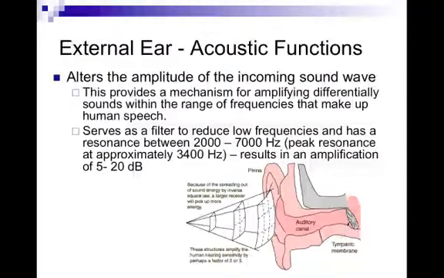Acoustically, as I said, the external ear, because of its shape and size, determines what frequencies we best hear through. It serves to filter the lower frequencies, and it gives a boost for those mid frequencies, around 2000 to 4000 hertz, especially with the peak resonance for most ears at around 3400 hertz. It can pump up the amplitude of those frequencies by 5 to 20 dB.